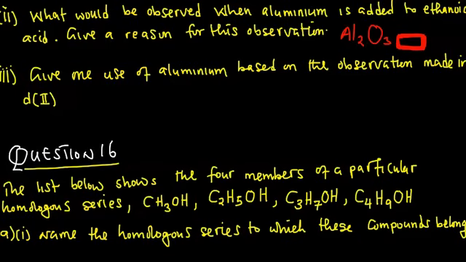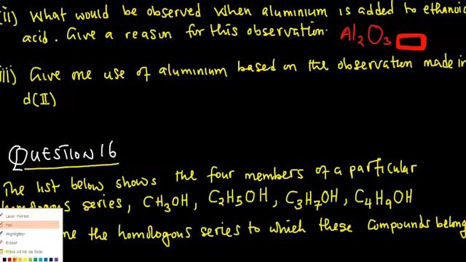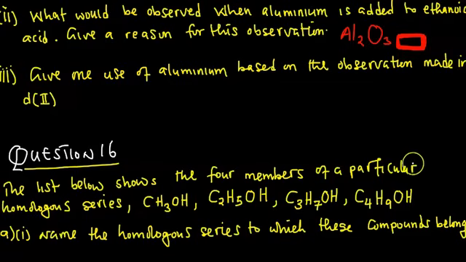Up to question 16, the list below shows the four members of a particular homologous series. As you can see, what is common in all these members is the OH, and therefore you can say these are alcohols. Name the homologous series to which the compounds belong. So these belong to what?